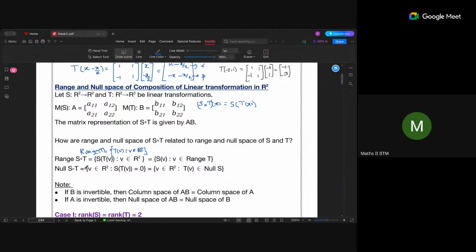So the null of S composition T is the set of all V in R2 such that S of T of V equals 0. Now, S of T of V equals 0. What is null of S here? If S of T of V equals 0, then you can see that TV belongs to null of S. Because what is the definition of null of S? Can anyone tell? What is the definition of null of S? The set of all V in R2 such that, complete this.